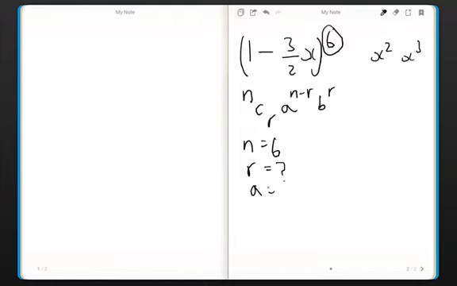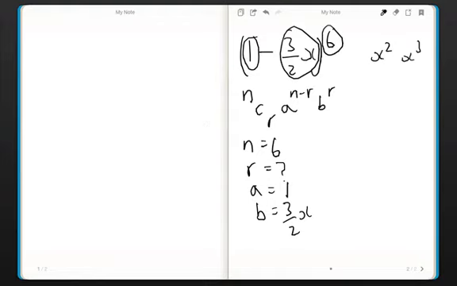And a is equal to 1. b is equal to 3/2 x. I'm sure you know how I got that. The first term over here is always a, and the second term over here is always b. Now, how do we do this?